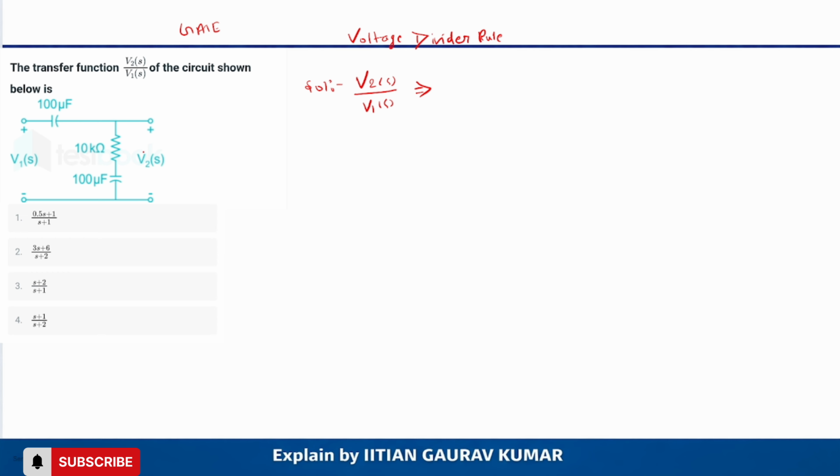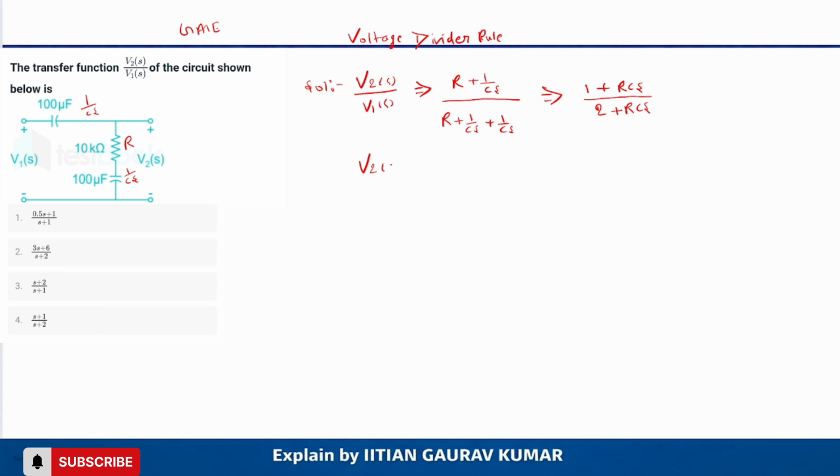The voltage divider rule says that V2 of S equals V1 of S into the closely related 10 kilo ohm and 100 microfarad. So R plus 1 by CS, just like we can take as R, this is 1 by CS Laplace transform, and this is also 1 by CS, okay. So R plus 1 by CS plus 1 by CS is the summation of this resistance and capacitance. So what value comes in the numerator part? 1 plus RCS and 2 plus RCS, okay.